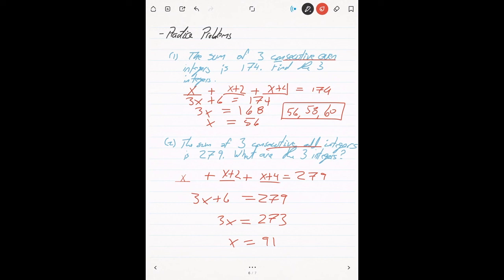So if x is 91, let me write these over here, 91. The next odd number would be 93, and the next odd number would be 95. That was x plus 2, and that's x plus 4. We have our 3 consecutive odds. Consecutive evens, consecutive odds, they're all structured the same way. All that we're doing here is we drew a little picture, we drew a number line to help us see this relationship that we have between the numbers.